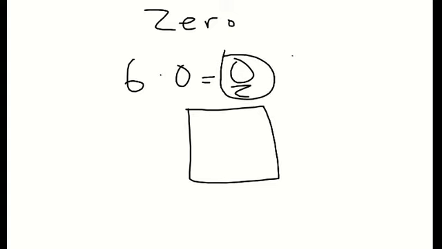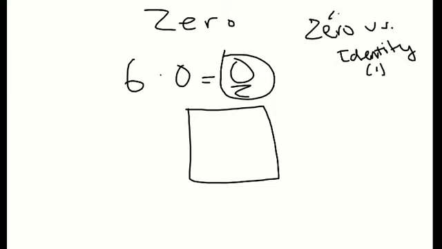So, multiplication, 0 versus identity. 0 and identity are different. The identity property states you multiply by 1. 0 says you're going to get 0. So that's where multiplication and addition really differ.